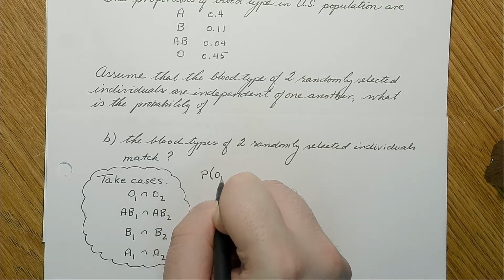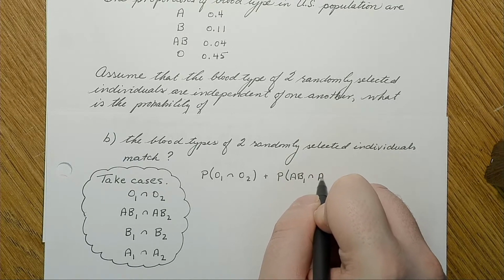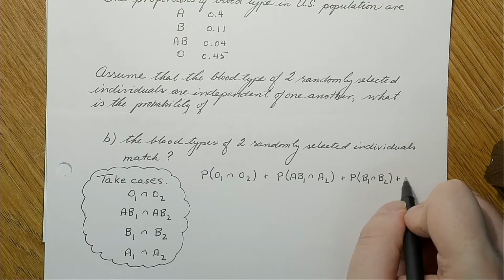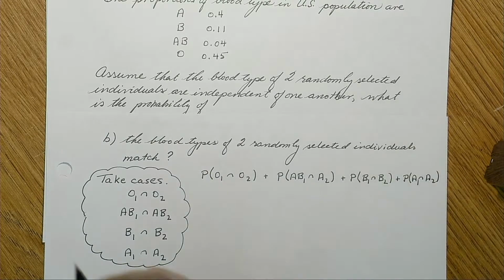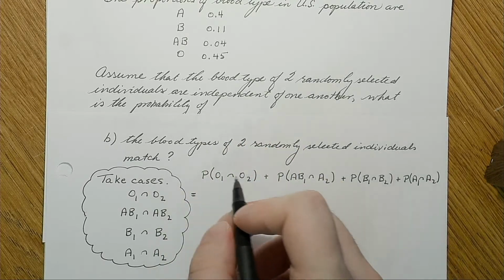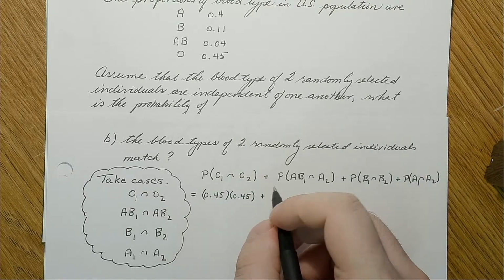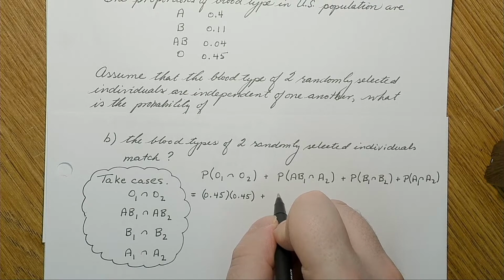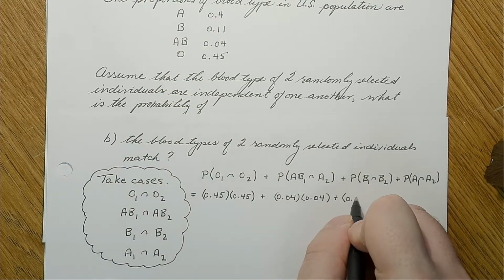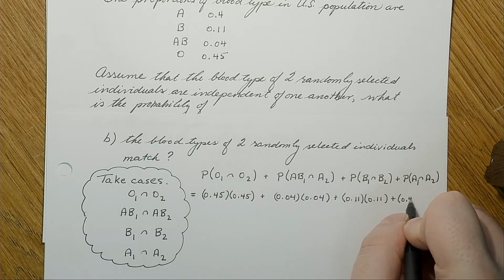So to do that, it'll be the probability that both are O's, that both are AB, that both are B, and both are A. Because they're independent of each other, for the O's we have 0.45 times 0.45, plus for the AB's 0.04 times 0.04, plus for the B's 0.11 times 0.11, plus, and last, 0.4 and 0.4 for A.